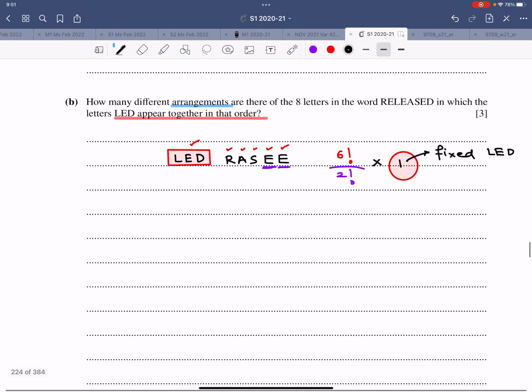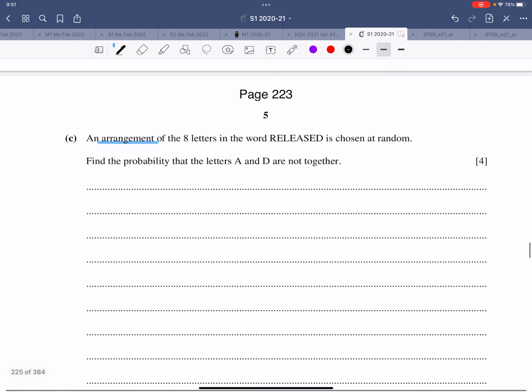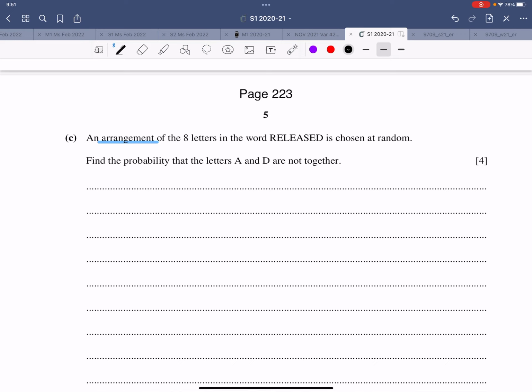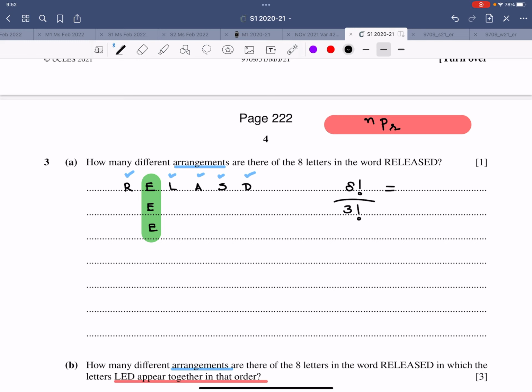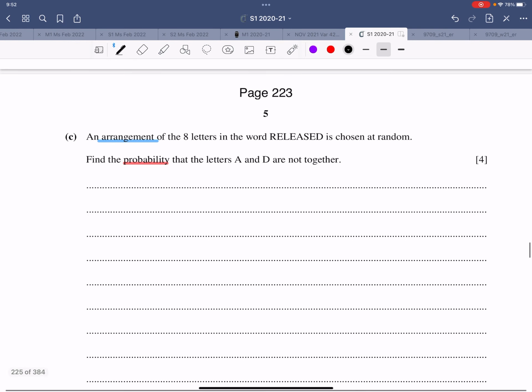Now let's look at the other part, which is part C. What does it say? It says an arrangement of 8 letters of the word released is chosen at random. Find the probability. So this time they're asking for probability that the letters A and D are not together. So let me go to the first part, which is 8 factorial divided by 3 factorial, because this answer will be the denominator of part C. Using a calculator, this comes out to be 6720. So therefore, answer of part A, 6720, that is the denominator for this probability.